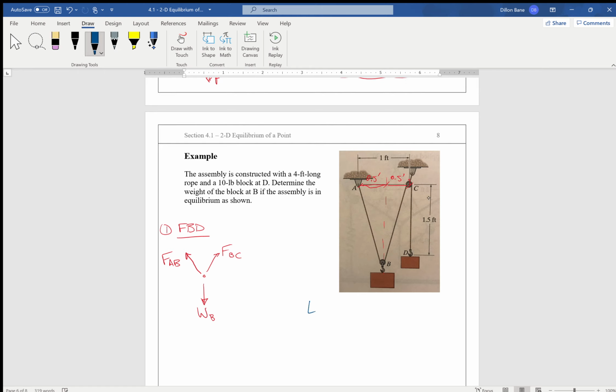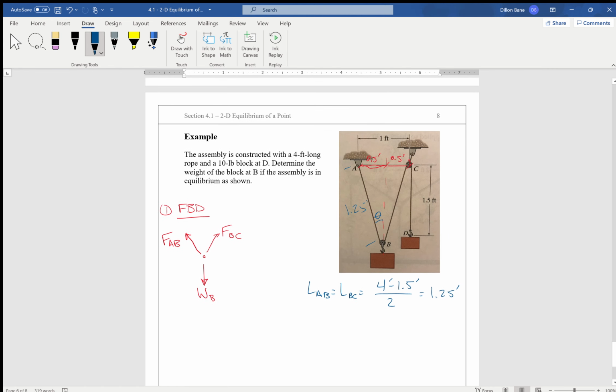So the way we can do this is length AB is equal to the length from B to C, which is equal to 4 feet minus 1.5 feet over 2, because we have 2 segments of it. And those come out to be 1¼ feet. And if we know that this is 1.25 feet, and we know that that's 0.5 feet, we'll call this angle theta here.